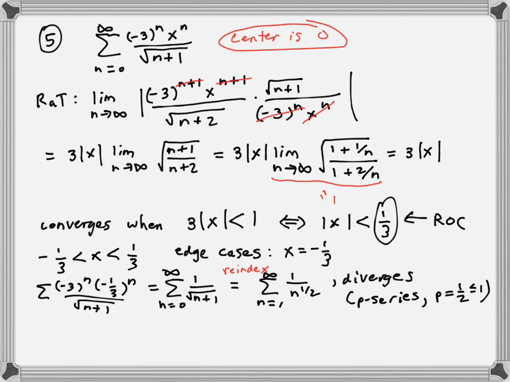Now, what about the case of x equals a third? If you plug x equals a third into the series, 1/3 times negative 3, you actually get negative 1 to the n over the square root of n plus 1. This requires a little bit of extra consideration, so I'm going to do this on the next page.